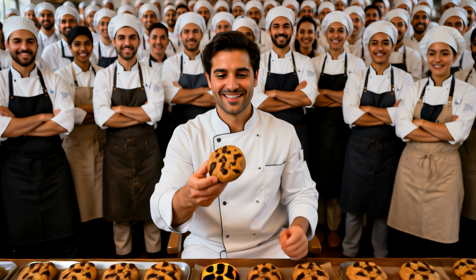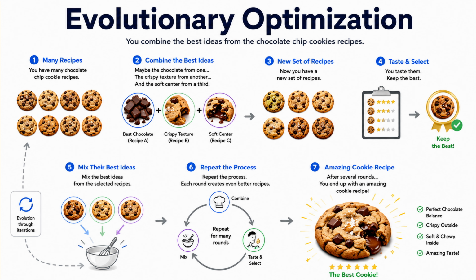Then you do something interesting. You combine the best ideas from those winning recipes. Maybe the chocolate from one, the crispy texture from another, and the soft center from a third. Now you have a new set of recipes. Again, you taste them, keep the best, mix their best ideas, and repeat the process. After several rounds, you end up with an amazing cookie recipe. That's exactly how evolutionary optimization works. Evolutionary optimization is used to solve complex nonlinear problems across engineering, artificial intelligence, logistics, and science.